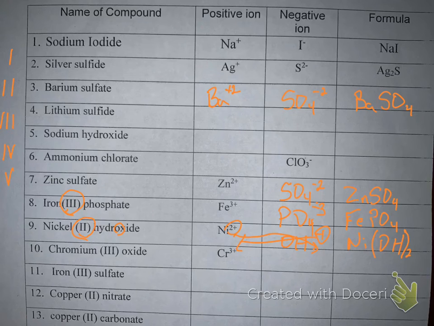Okay, let's take a look at ammonium chlorate. Ammonium is NH4, and it has a +1. Chlorate is ClO3, but the whole thing has a -1. So +1, -1, they cancel each other out. No need to cross over, just stick them together. So I've got NH4ClO3.